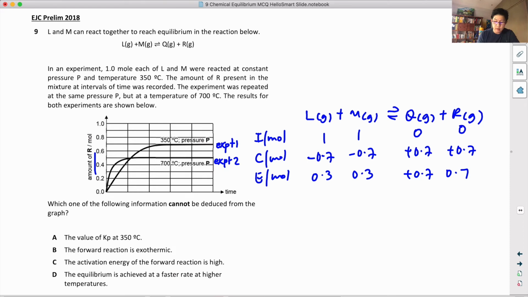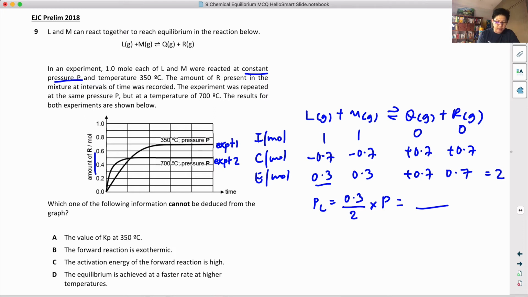Why is that so? Because the question said it reacted at constant pressure. So pressure didn't change. You can find the partial pressure of L at equilibrium, which is the number of moles, 0.3, over the total moles, which is 2. Add up everything together, it is 2. So over 2 times the pressure, a constant pressure, right? So you can get this value. You can find the partial pressure for all the gases.